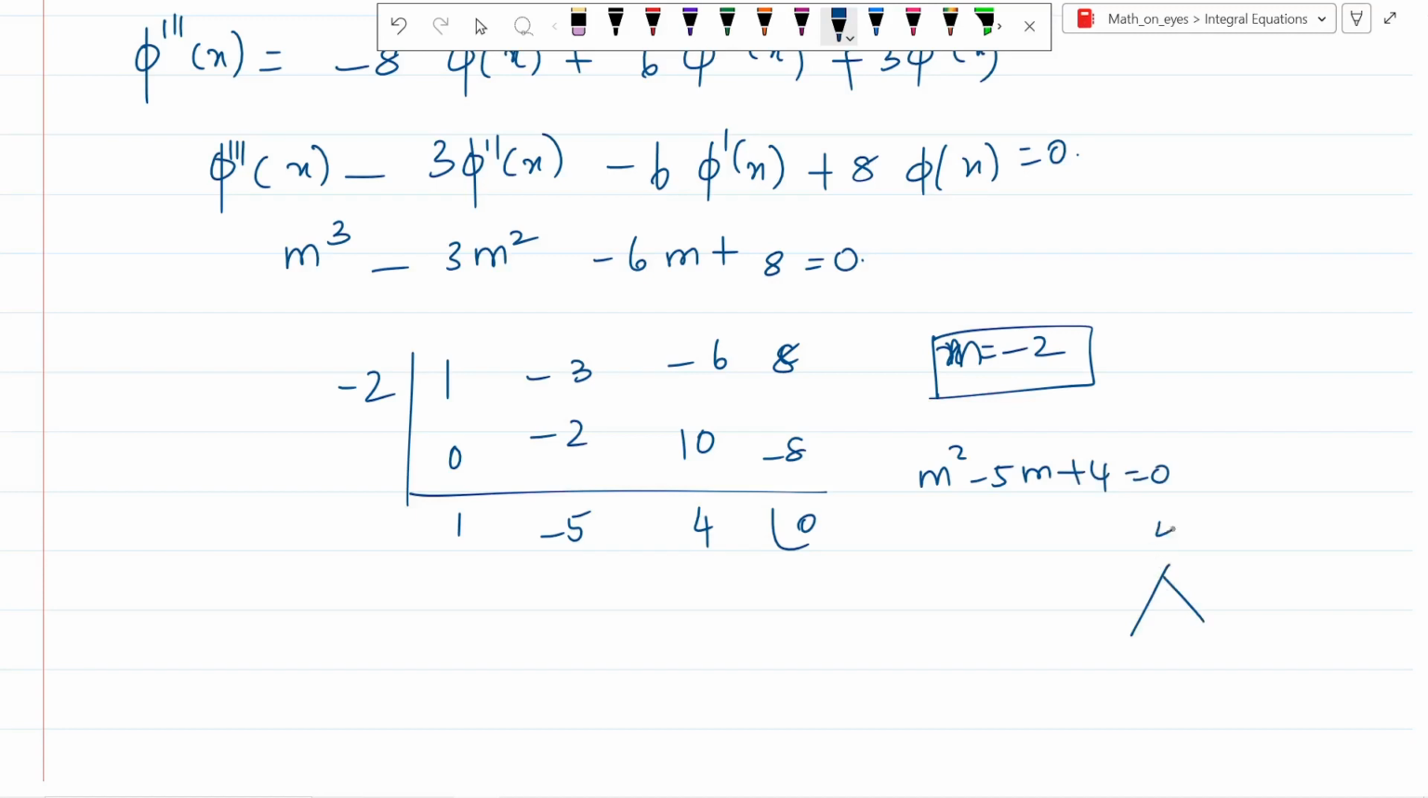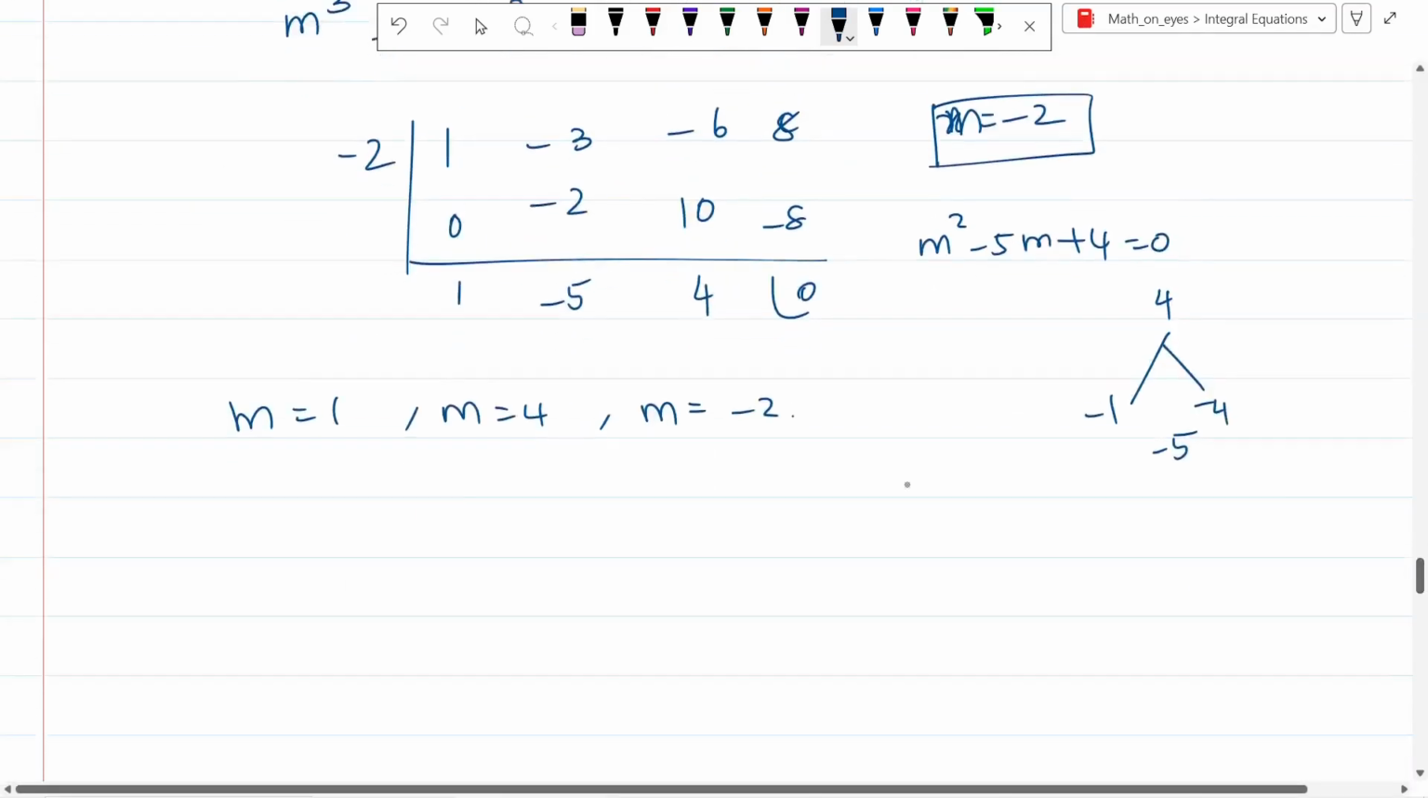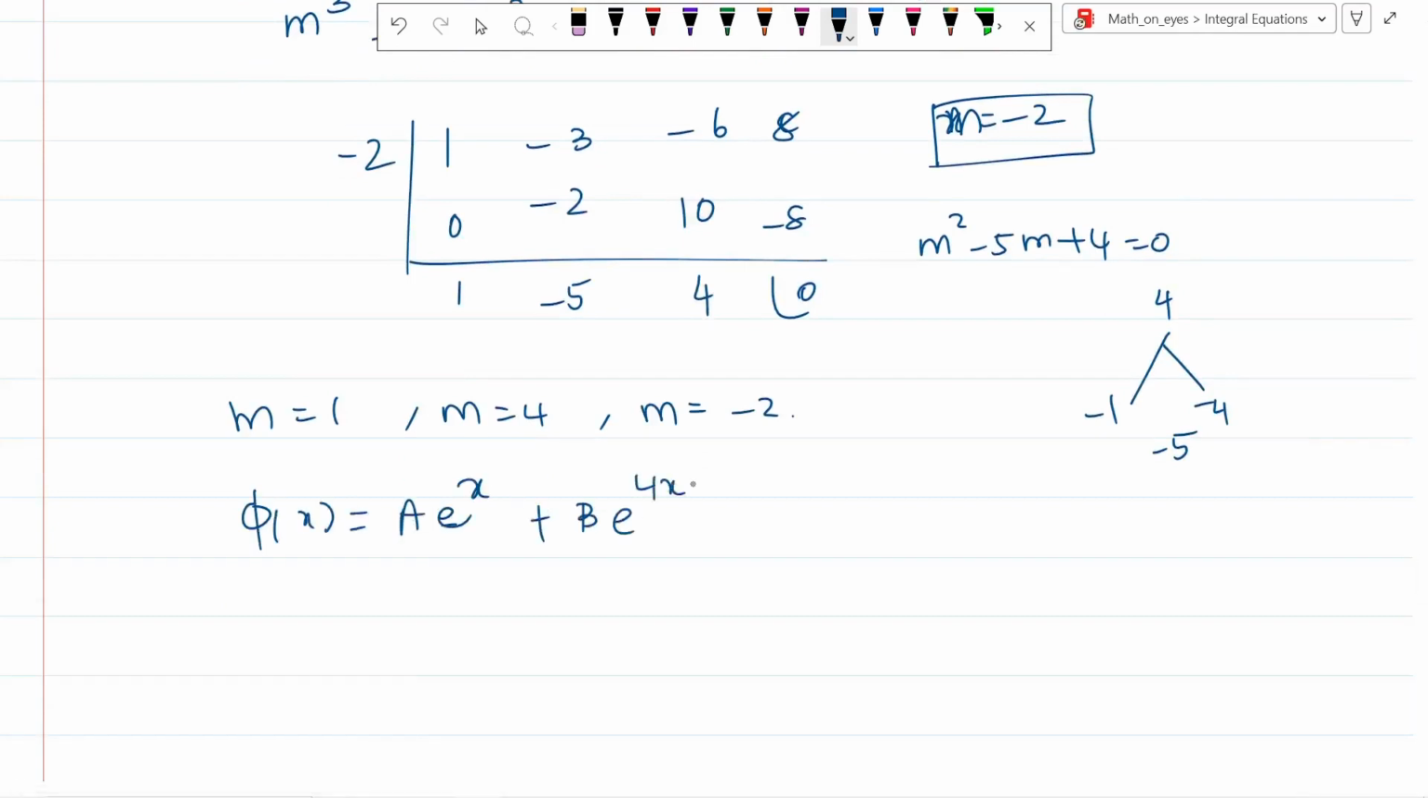If I multiply, I should get 4. If I add, I should get minus 5. 4 and 1, negative, negative. So I'll have m is equal to 1, comma m is equal to 4, comma m is equal to minus 2. So the solution will be phi of x is equal to a e to the power x plus b e to the power 4x plus c e to the power minus 2x.